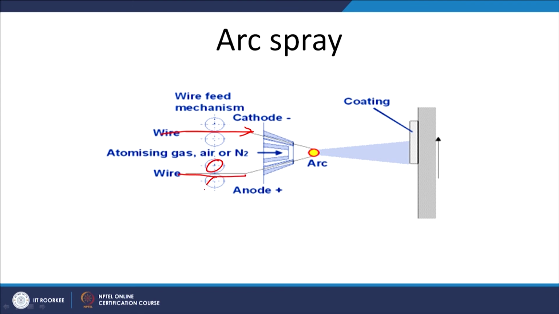There are rollers, and the rotation of the rollers decides the rate at which the wires are being fed, and through the nozzle in a controlled way they are fed through the guideways, and then as soon as the arc is established between the two, melting is facilitated and the molten metal is subsequently atomized with the help of high pressure air, or any suitable gas can be used. So, once the atomization of the molten metal takes place, the droplets are accelerated towards the surface of the substrate where the coating is to be deposited.